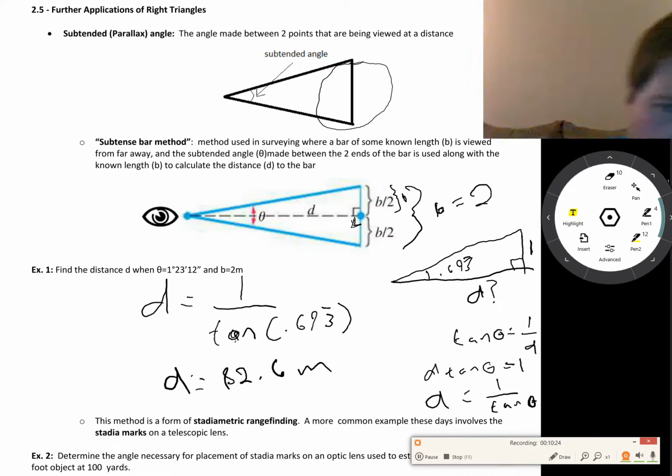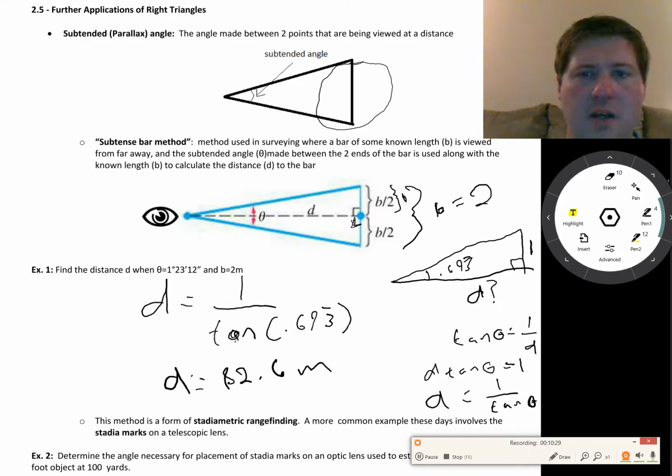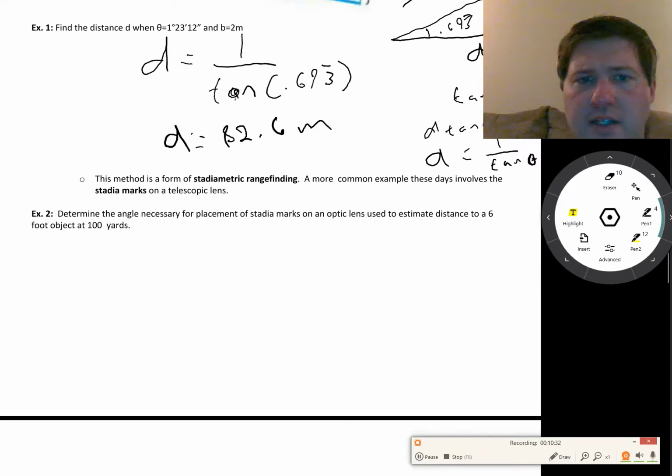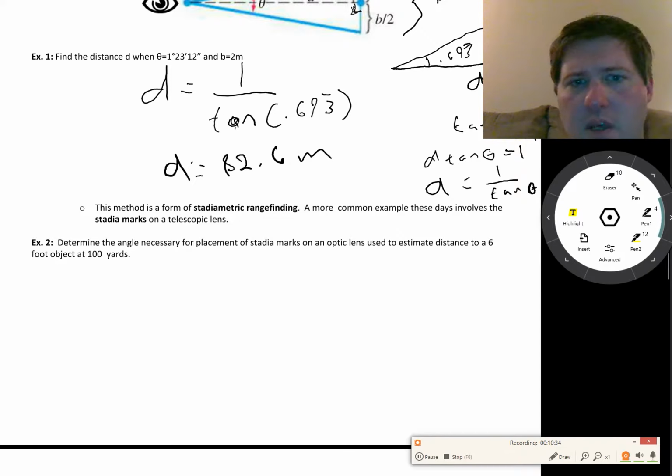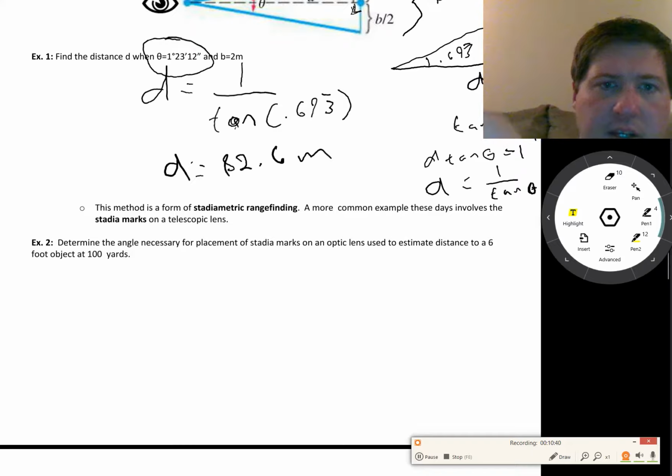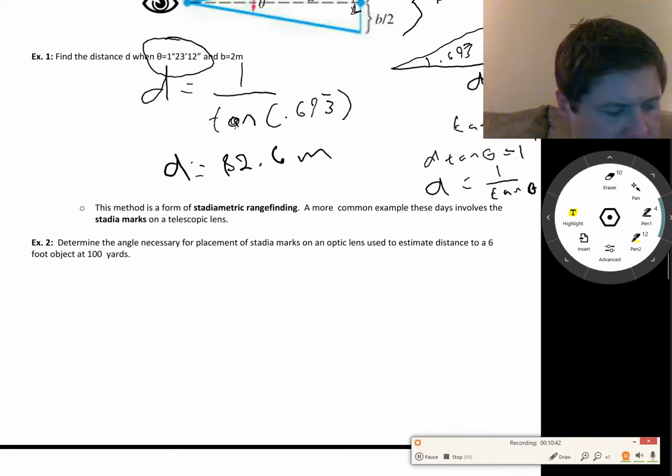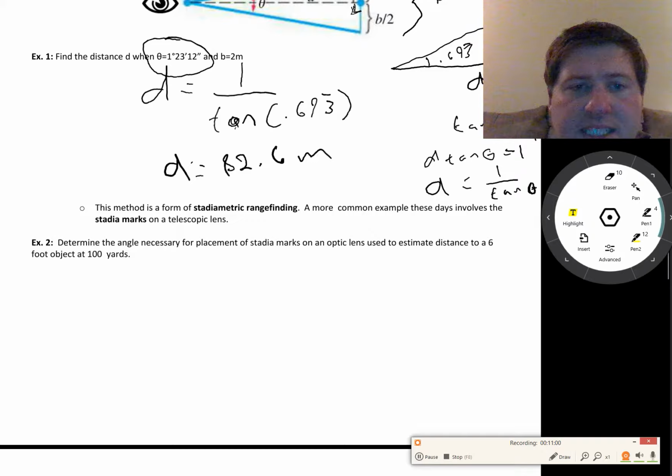Now, for the next example, you may want to pause and digest that for a second. This is a little bit more realistic of a scenario. This first example relies on you being able to figure out that angle. And that's kind of a hard thing to measure precisely. If you've got a really long stick, if our B here was like 10 meters, that would be a bigger angle, but still not going to be easy to measure. What do we do? Typically, you use stadia marks of some kind.